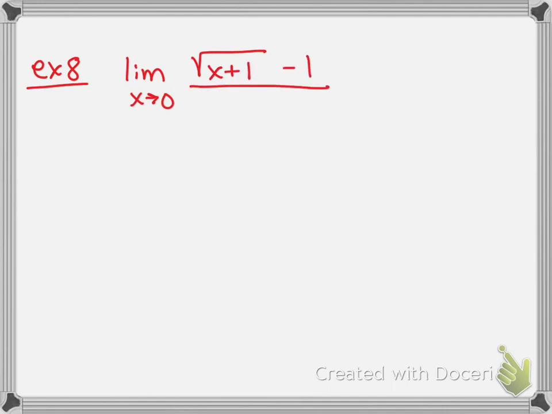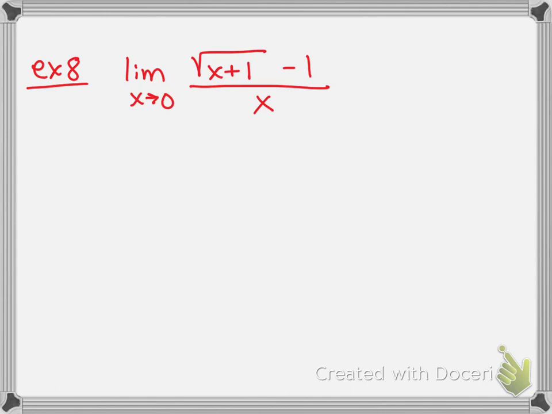Example 8. Let's find the limit as x approaches 0 of the square root of x plus 1, minus 1, all over x. So on the test, these limit problems are all going to be mixed up. Some of them are going to be direct substitution. Some of them you might have to factor and divide out. And some of them you might need to use this new technique. So you don't know what type it's going to be when you look at it. And you're always going to try direct substitution.